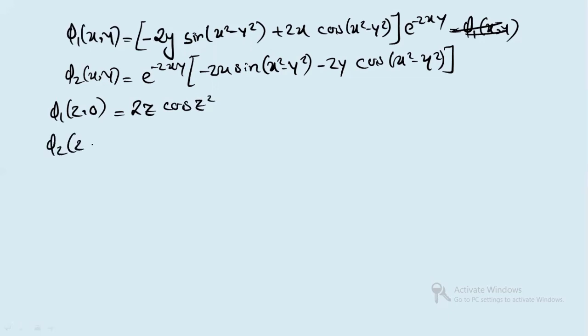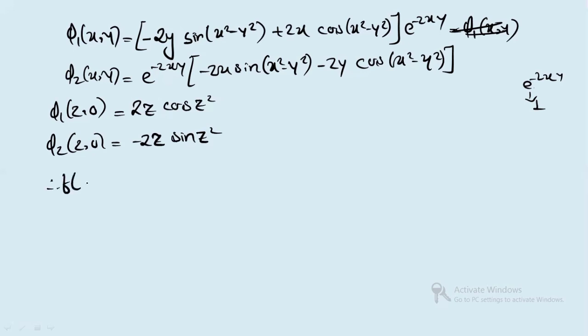Similarly, φ2(z, 0) will give you what? The term e to the power minus 2xy will be e to the power 0, so it becomes 1. Here, it will give you minus 2z sin z². The other term will become 0 because y is multiplied there. Okay, so this is what you got.